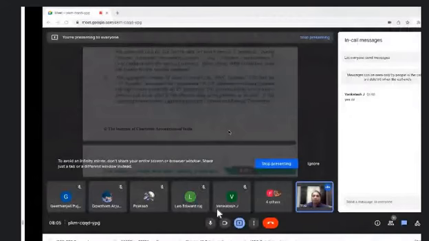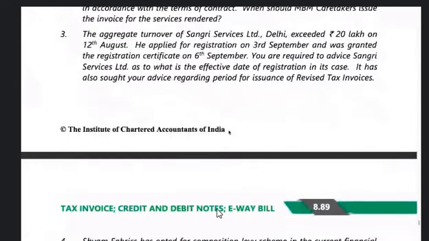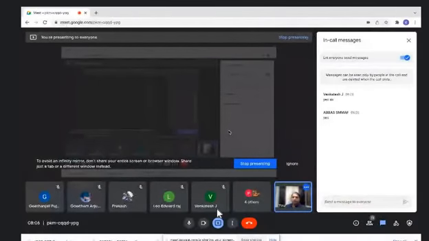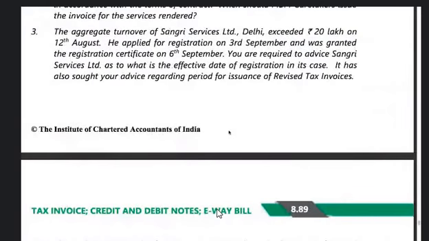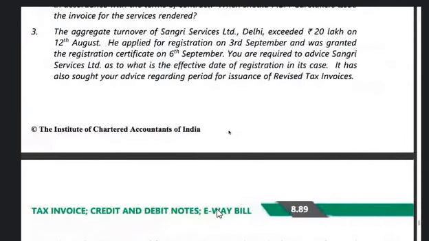Okay. So third question, what is the effective date of registration? What is the effective date of registration in the third question? What happened? No reply.